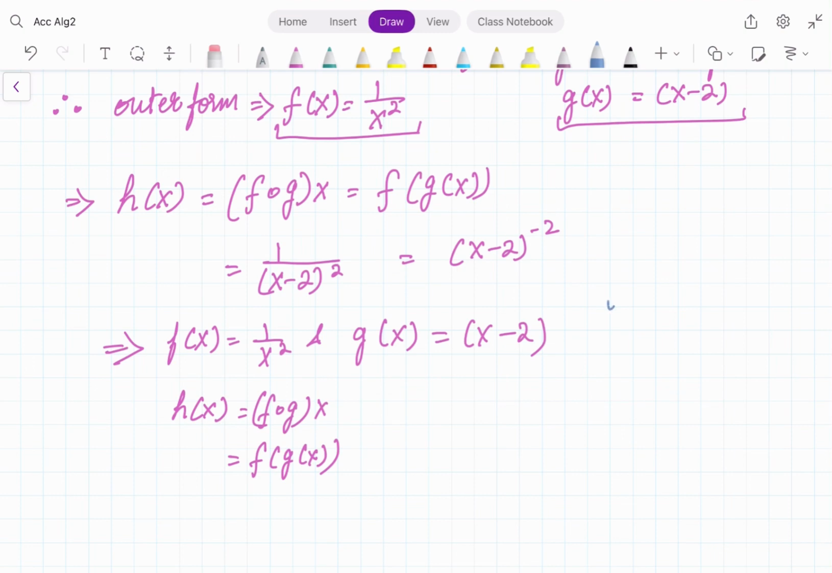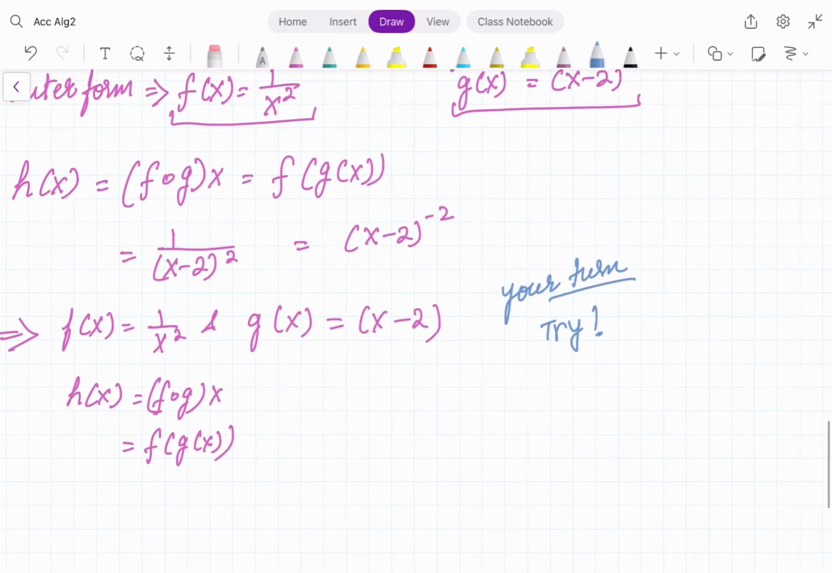Try one question for me and try to decompose the given composite function. So we have h of x as cube root of 8 minus x, everything divided by 5, and write it as a composition of two functions.